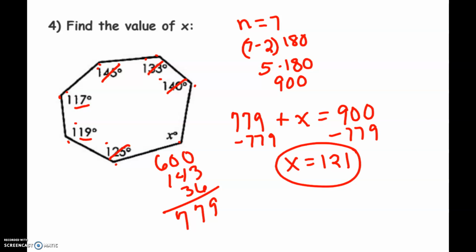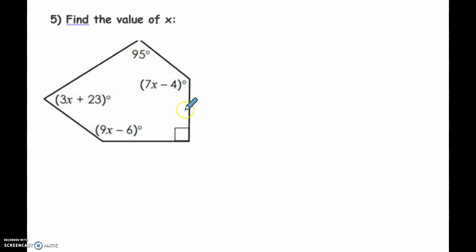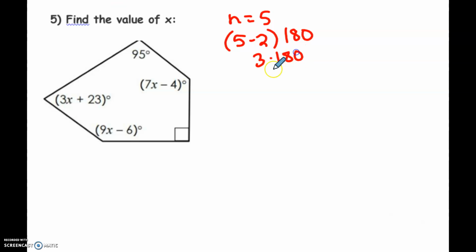On to number 5. It appears we have a pentagon, n equals 5 in this case. I have some expressions I need to add up for, again, the total sum of the angles in my polygon. So I'm going to figure that out: 5 minus 2 times 180. So we're looking at 3 times 180, or a total of 540 degrees in this pentagon.